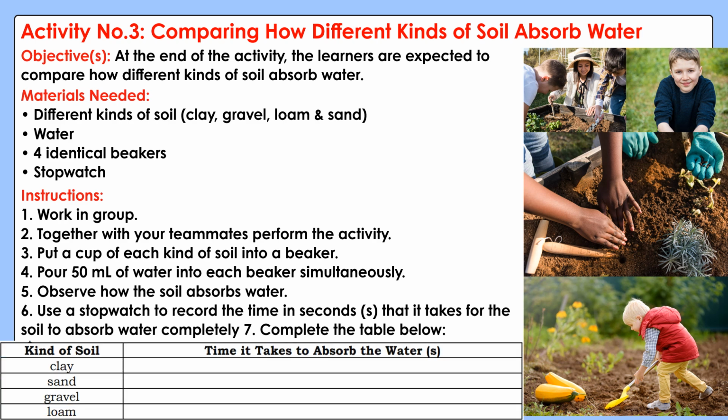Kind of soil is in the first column. We have clay, sand, gravel, and loam. Time it takes to absorb the water. You have to complete this column.